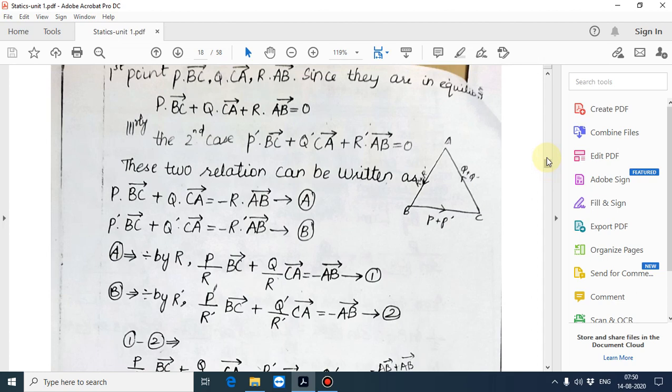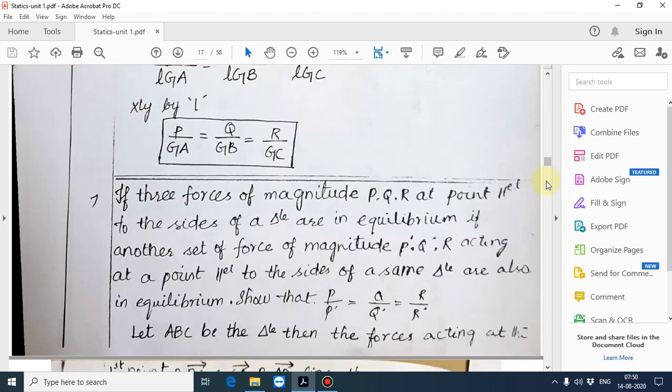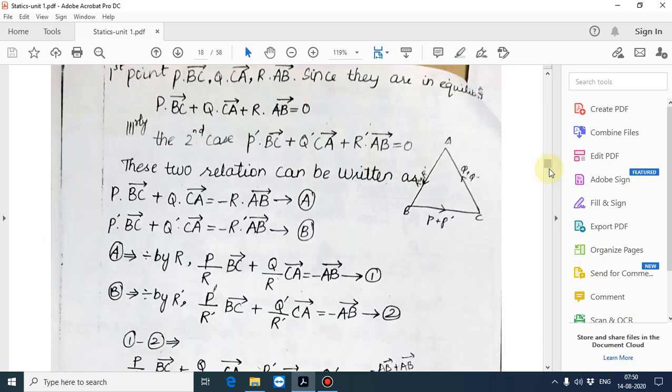ABC, the triangle, two points are there, no? So here P dash is along BC like P, P dash along AC like Q, Q dash, and AB is R and R dash. So the first point, they are in equilibrium, so PBC plus QCA plus RAB is equal to 0. Similarly, in the second case, P dash BC plus Q dash CA plus R dash AB is equal to 0.